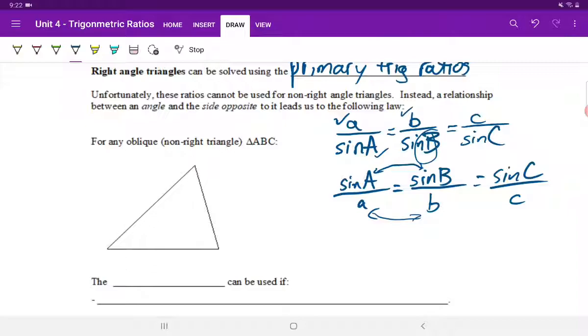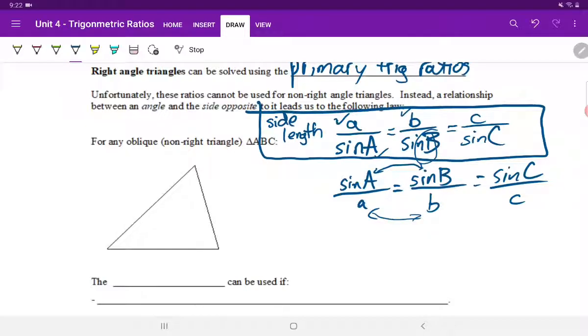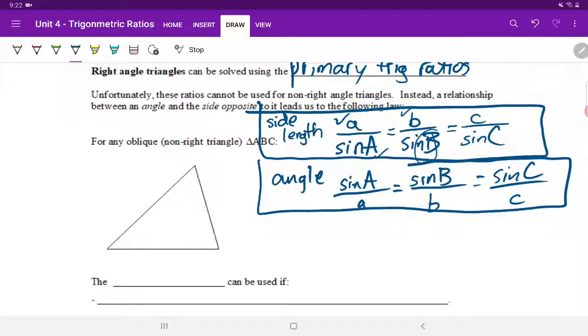Now, it just so happens that if you're solving for a side length, it's ideal to use this formula here. All right, you just have one less step in your algebra if you're solving for a side length. If you're solving for an angle, it is more ideal to use this version of it, only because there's just one less step in the way you solve for the unknown.